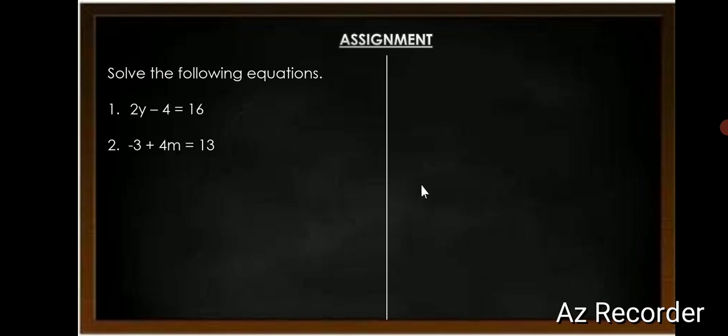Now, this is an assignment for you to try. Solve the following equations. We have 1, 2y minus 4 equals 16. We have minus 3 plus 4m equals 13. And we have 5n minus 2 equals 13.